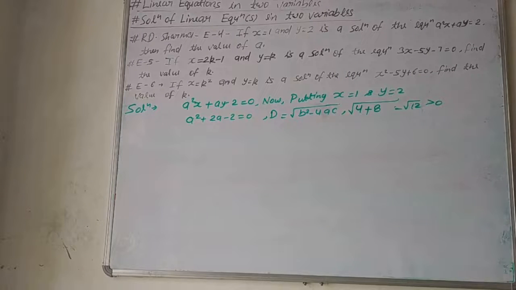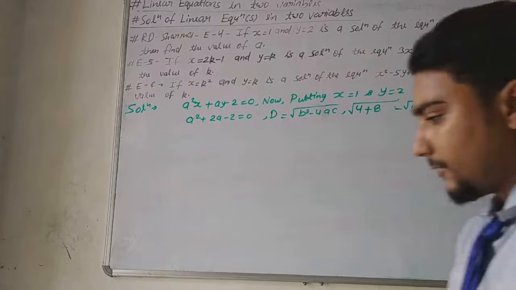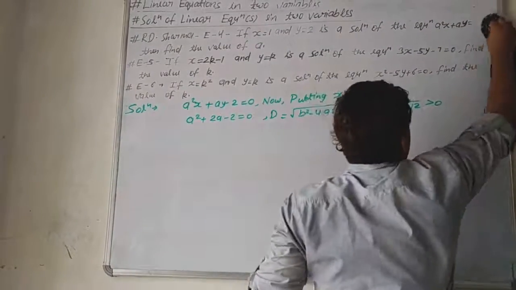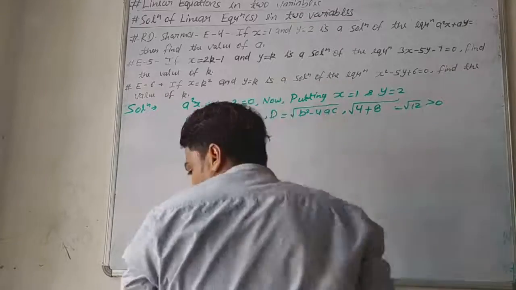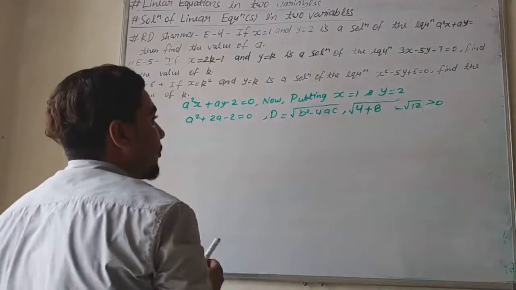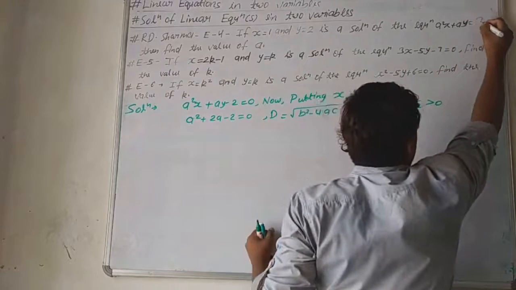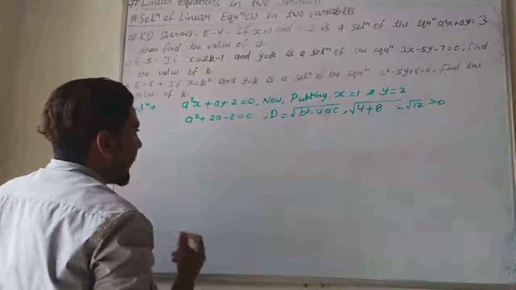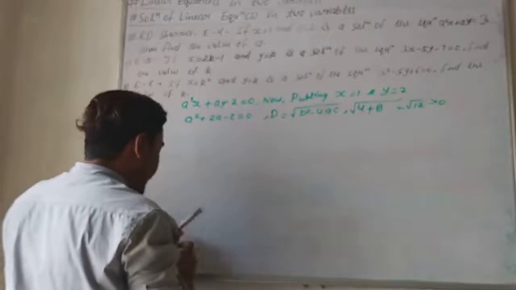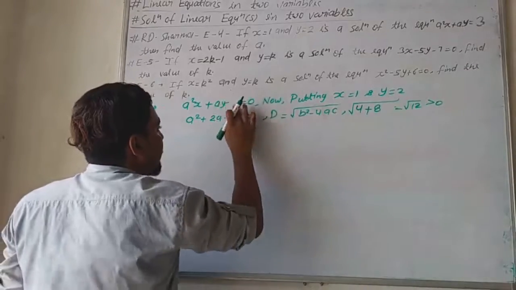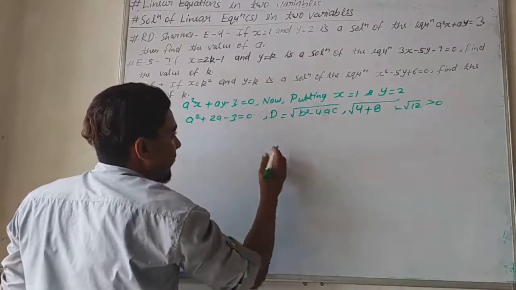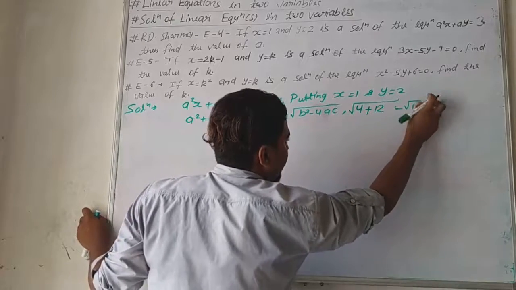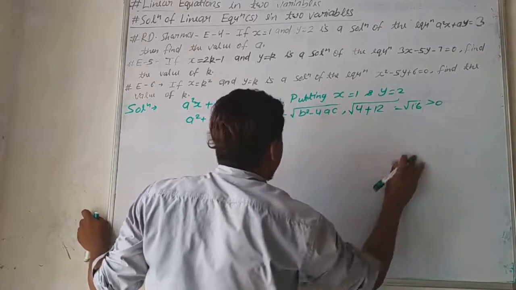Oh, there is some mistake in the question. That's why I think I have to use the Sridharacharya formula. We don't need to use the Sridharacharya formula if the value of C is -3. It is written wrong by mistake; it should be -3. Now 4 times 3 is 12, root 16, which is greater than 0.